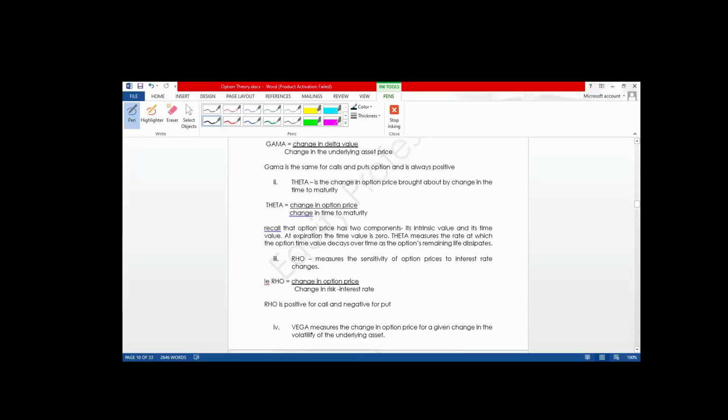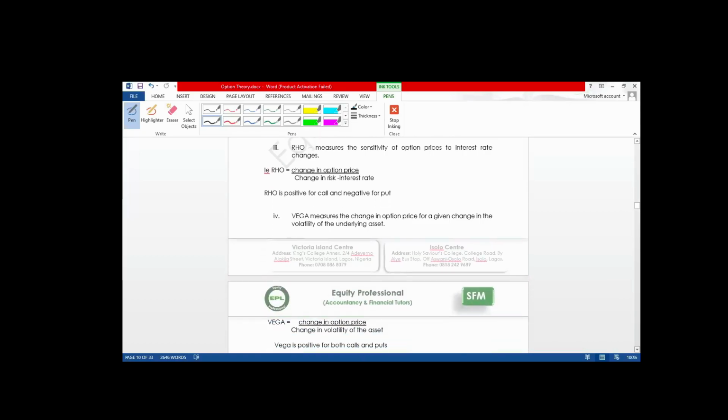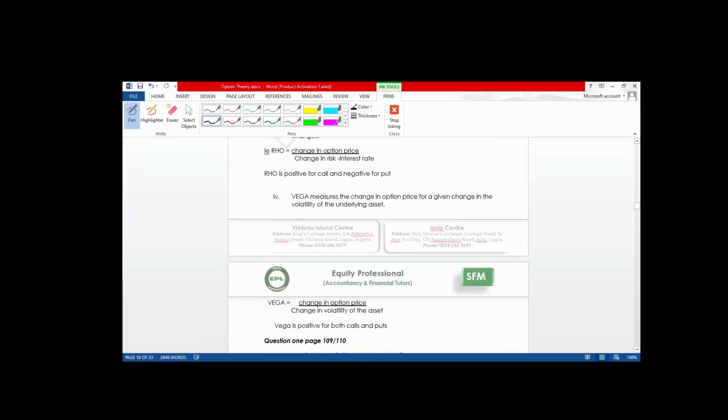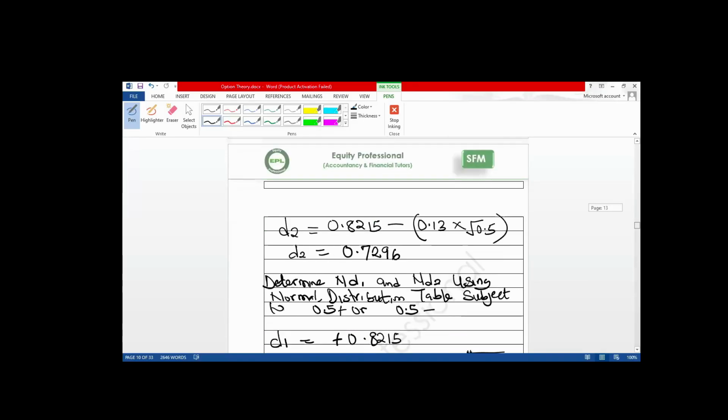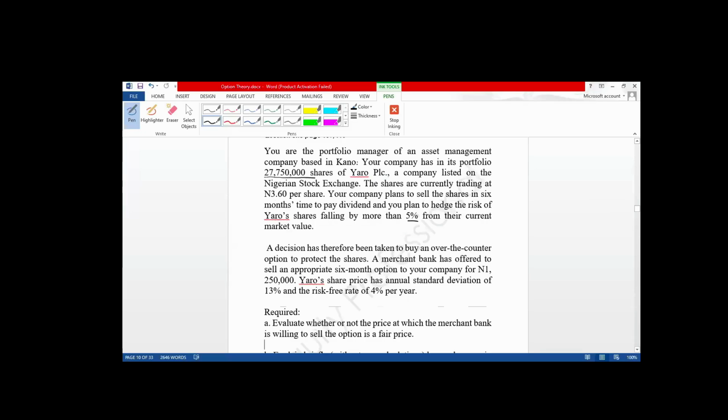Look at the last one, Vega. Vega measures change in option price as a result of change in volatility: change in option over change in volatility. What the examiner is asking you there is Vega. Vega is positive for both call and put option. We can respond to this now without any calculation.